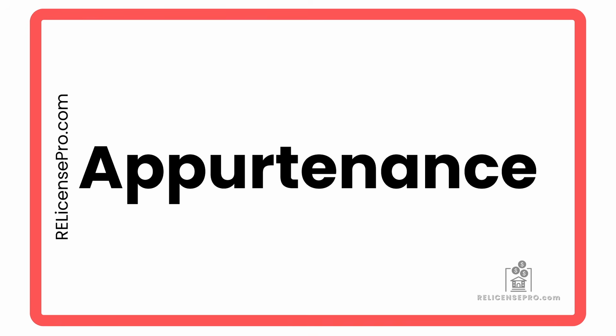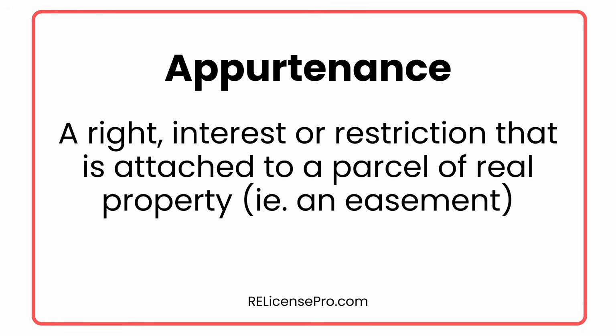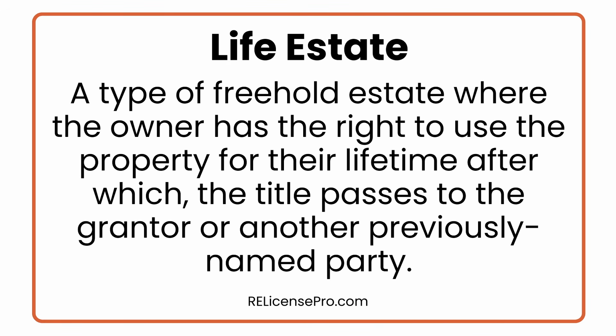Appurtenance. An appurtenance is a right, interest, or restriction that is attached to a parcel of real property, i.e., an easement. Life estate. A life estate is a type of freehold estate where the owner has the right to use the property for their lifetime, after which the title passes to a grantor or another previously named party.